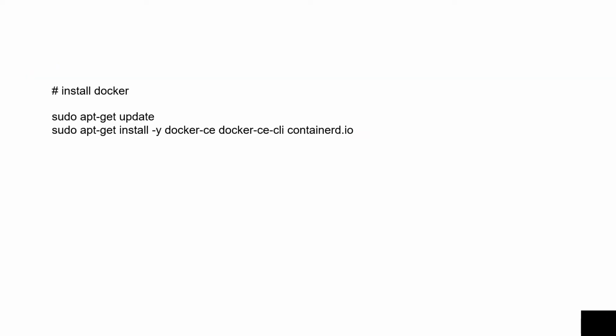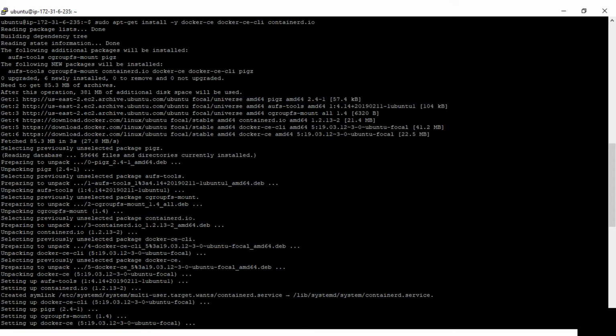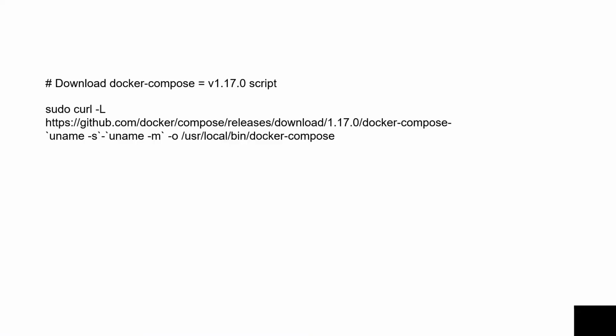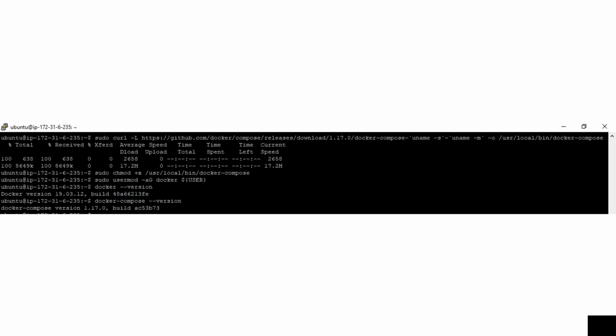Here is the command for getting the latest update for Ubuntu, followed by the command for installing Docker. This screen shows that Docker is installed. With this command, Docker Compose gets downloaded. The reason we use Compose is because it's a tool for defining, configuring, and running multi-container Docker applications, which will be used in this project. Here is the result of the Docker Compose download.